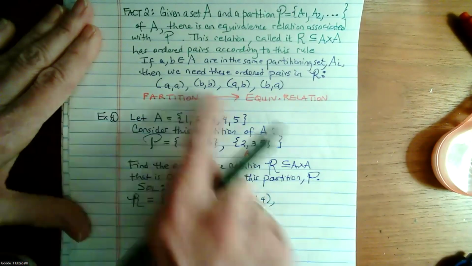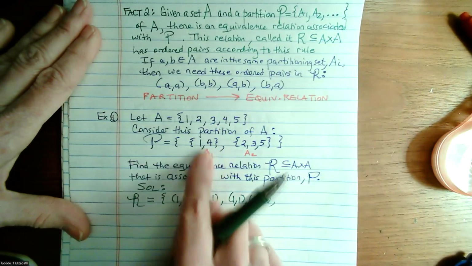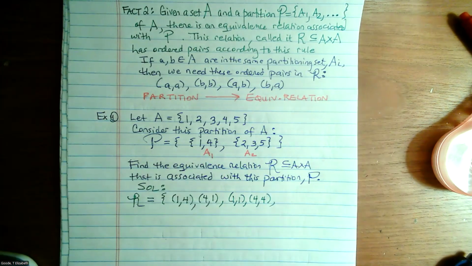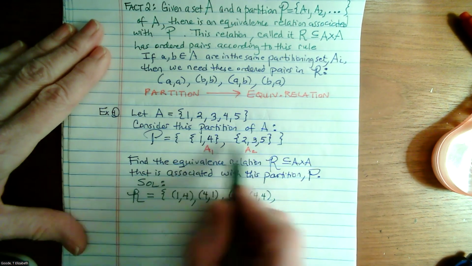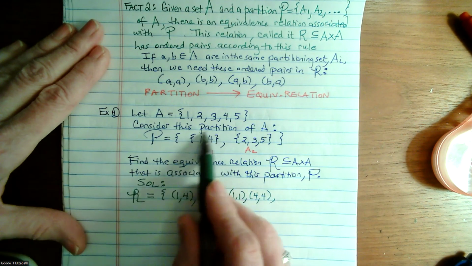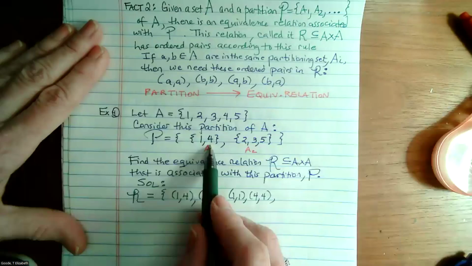So like I said, these are the 4 ordered pairs that we get just by having 2 elements related to each other. How are they related? They're in the same partitioning subset together. They're in the same part. I call them partitioning subsets, but I think that they're actually called partitioning sets. Anyway, these subsets are the elements of the partition. All right, so that takes care of this first partitioning set, this first subset of A.